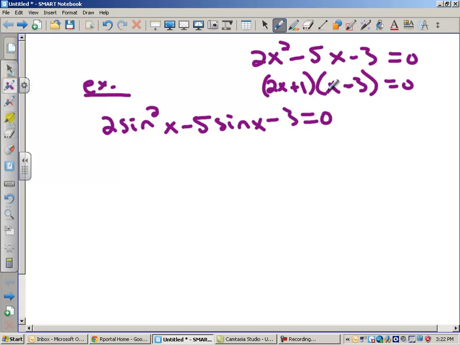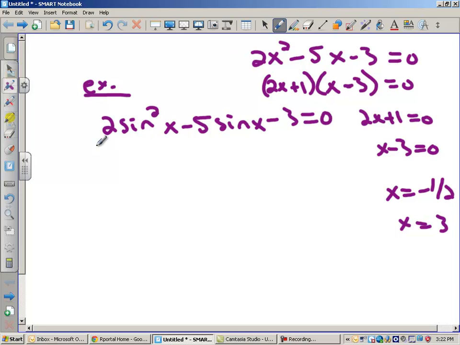Let me make sure that's right. 2x squared minus 6x plus x, that's it. And so then you would set each factor equal to 0. We did something very similar to this, but we just haven't factored a trinomial yet. And you would get x equals negative 1/2 and then x equals 3.